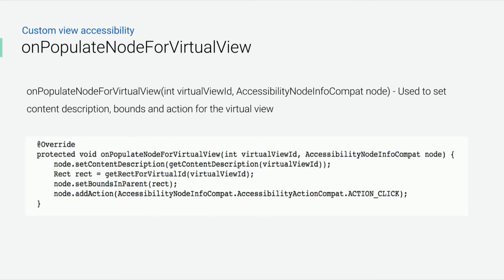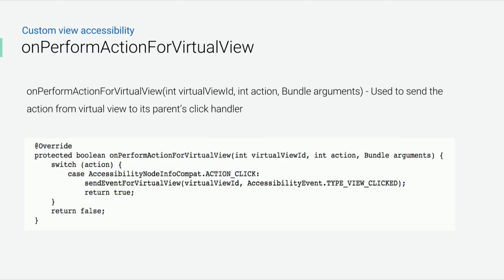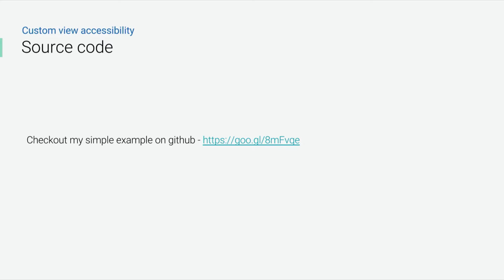So at this point, the user has taken the focus to the view, and we get these callbacks. But when the user double clicks, the actual click event will be fired, and this method will be called on perform action. There you check if that action is a click event, and you call this method called send event for virtual view, which in my case, I would actually change the panel and paint that with green or paint that with yellow. So you could check out my example. It's in GitHub.